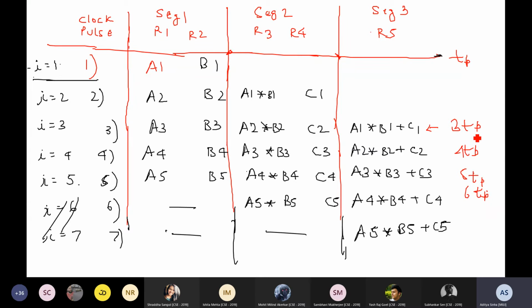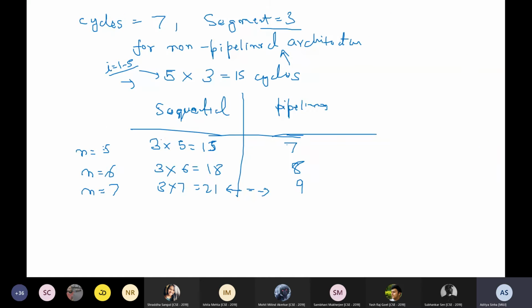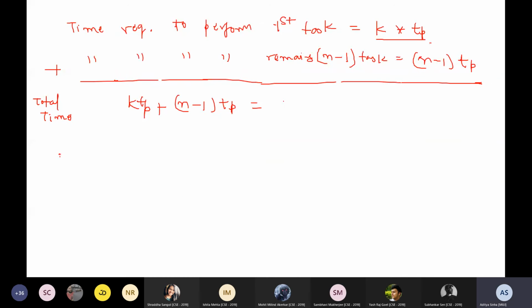ये clear है क्यों नहीं हुआ K? Is it clear? So when you add both of them, you will actually get K plus n minus 1 TP. This is the total time which is required to perform a task.